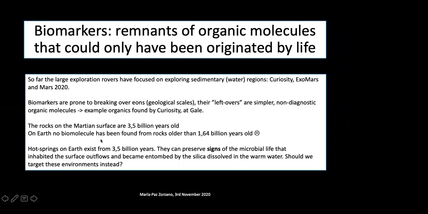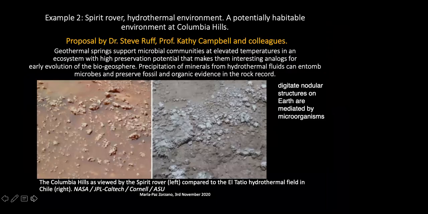And we know that the rocks of the surface of Mars are 3.5 billion years old, and we're worried about this because on Earth, we didn't find so far any biomolecule that is older than 1.6 billion years. And that is on our planet where we have this shielding atmosphere. So if the moment where we think Mars was habitable is 3.5 billion years ago, what are we going to find after such a long time? There have been some proposals of what are the environments of Mars where biomolecules may be better preserved, or what are the environments that guarantee that something interesting is going to happen.